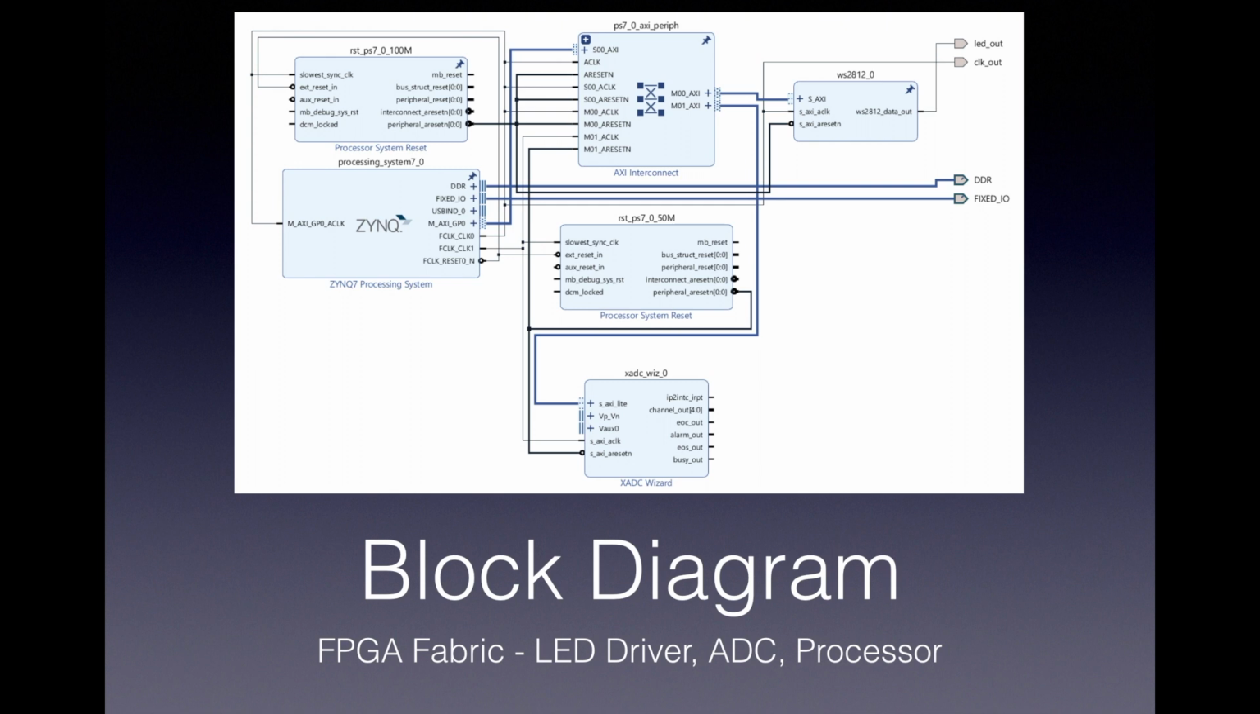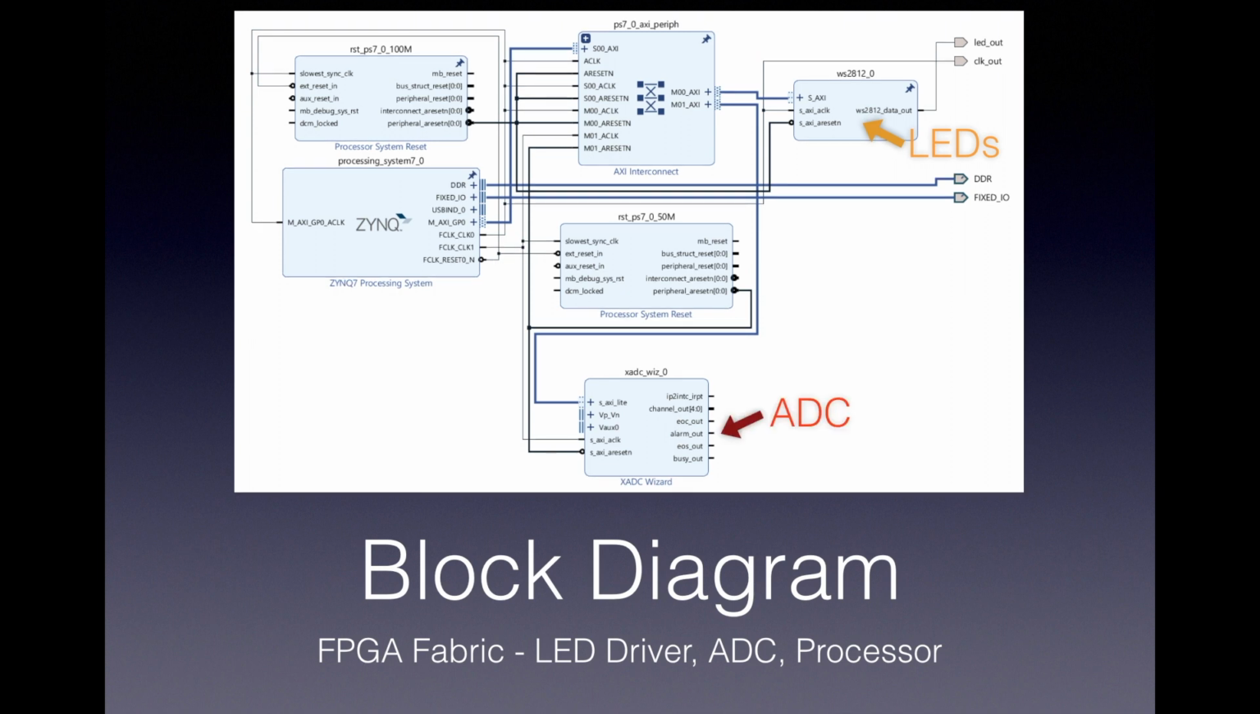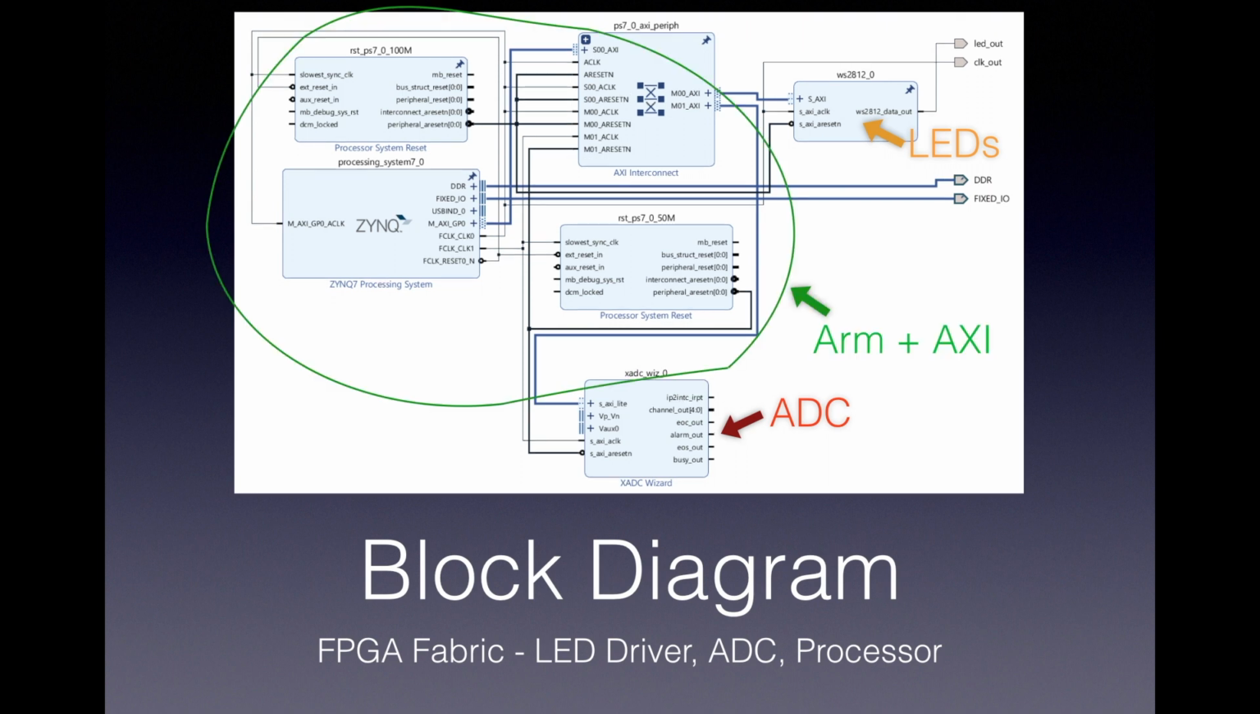First, we need a way to visualize the spectrum, and a WS2812 LED driver written in Verilog will allow us to see the spectrum as signal is collected. Next, we need a way to sample the waveform, and a Xilinx ADC block will take care of the heavy lifting for us. Finally, the Zynq processing system, featuring dual-arm Cortex A9s, is implemented to buffer data, perform the Fourier transform, and write colors to the LEDs.